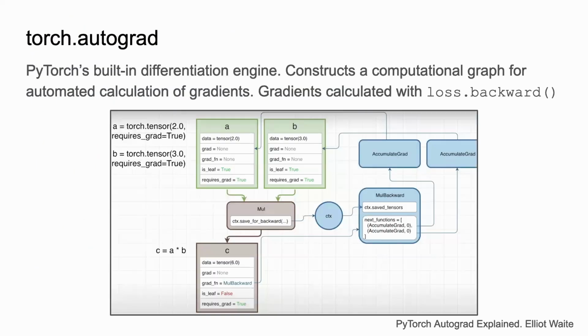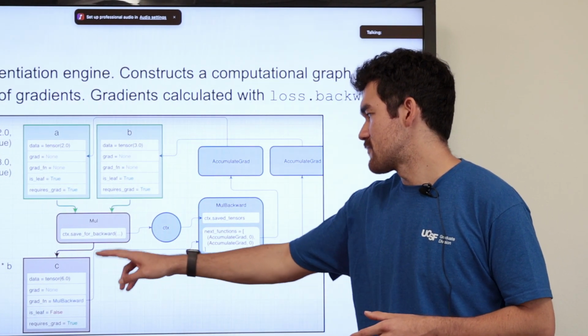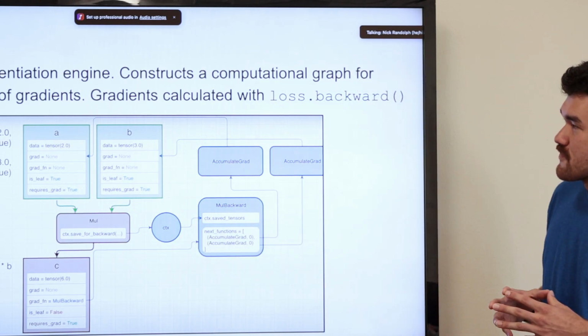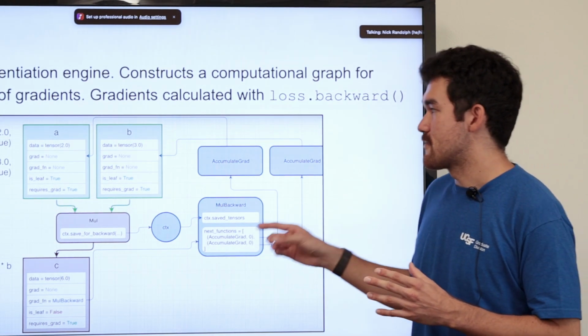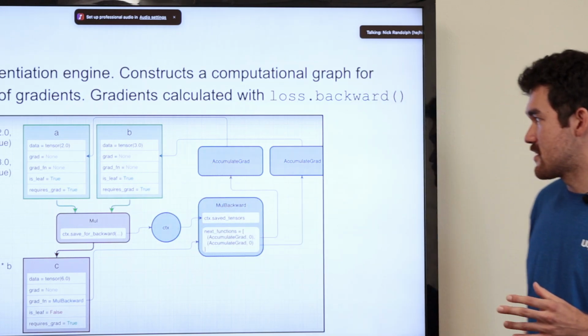Yeah, and so a huge draw of using PyTorch is that it has this built-in differentiation engine called torch.autograd. And this, behind the scenes, is constructing a computational graph for the automated calculation of gradients. So it's effectively tracking how each of these variables influence the value of whatever other variables, and is saving functions that describe effectively how you can calculate the gradient of C with respect to here A and B.